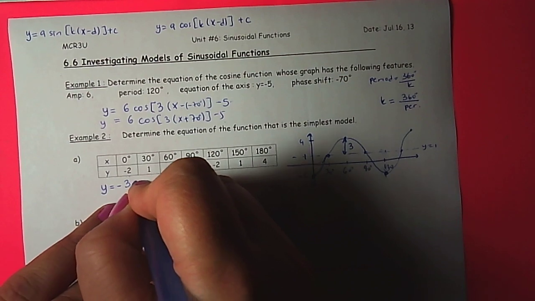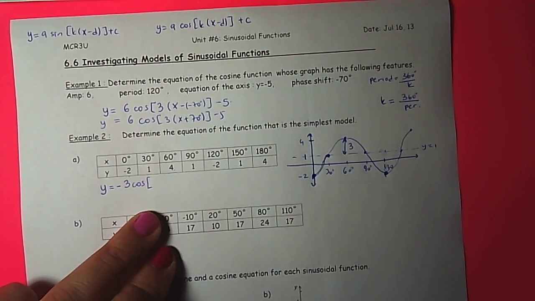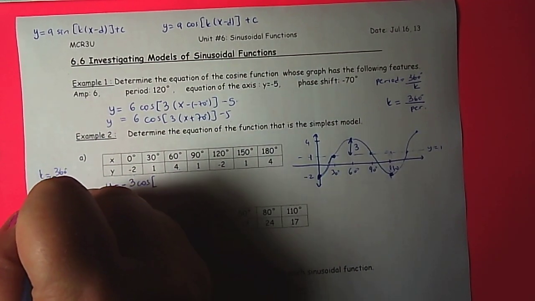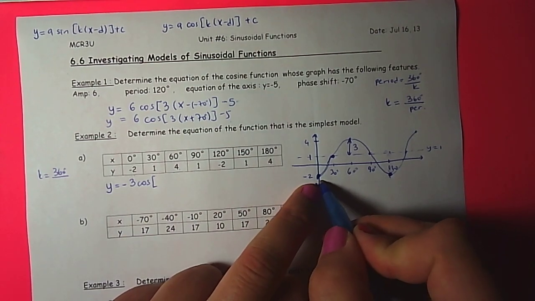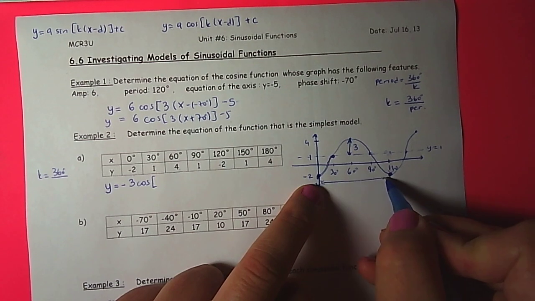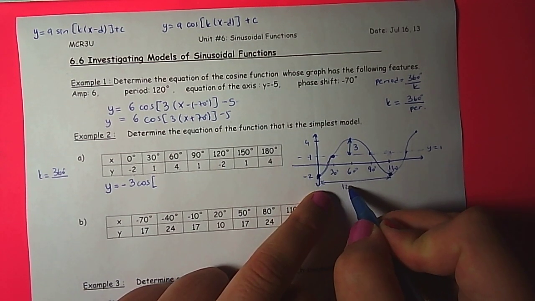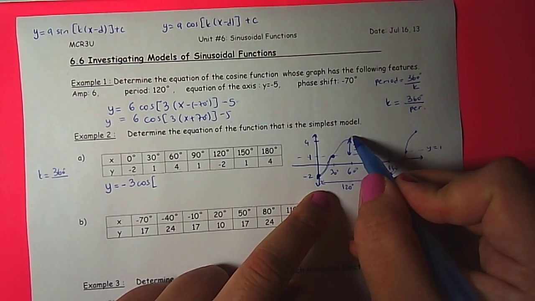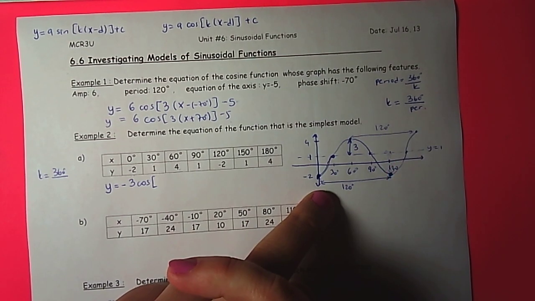So negative cosine. Now I need to put the k value. The k value is 360 divided by the period. So let's look at the period here. If you go from minimum to minimum, we see that the horizontal distance is 120. You could definitely go from maximum to maximum, and that would also give you 120.